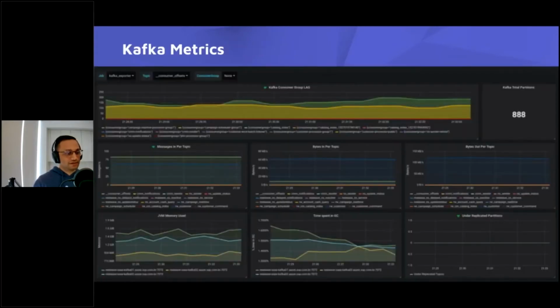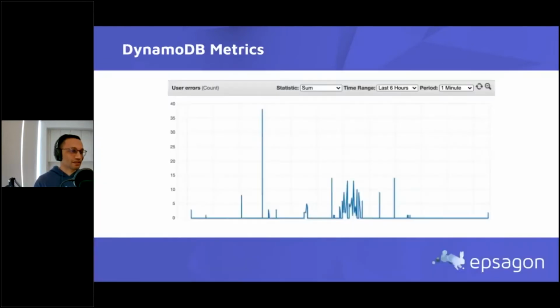So if you look at Kafka metrics, for example, you see different graphs and you see there are no spikes here, no anomalies here. So everything looks fine. So we need to look at some other microservices graphs. Then you move to DynamoDB metrics. And here you can see spikes.